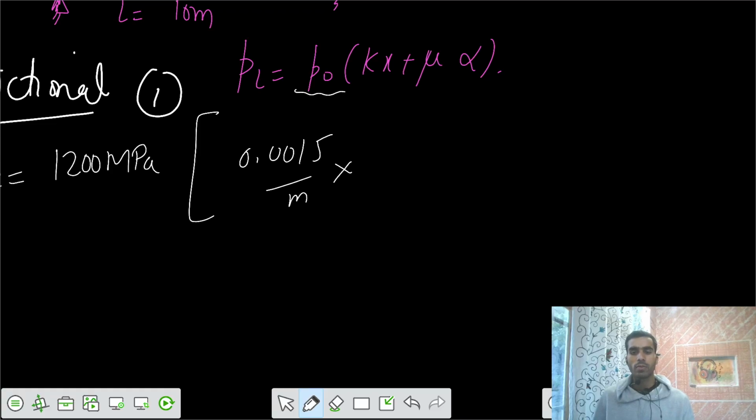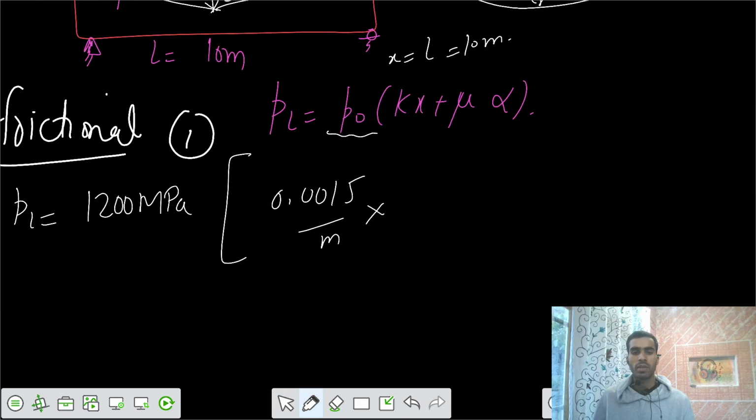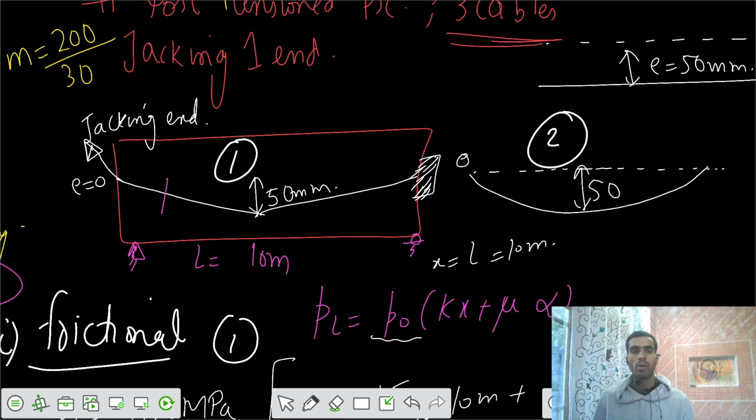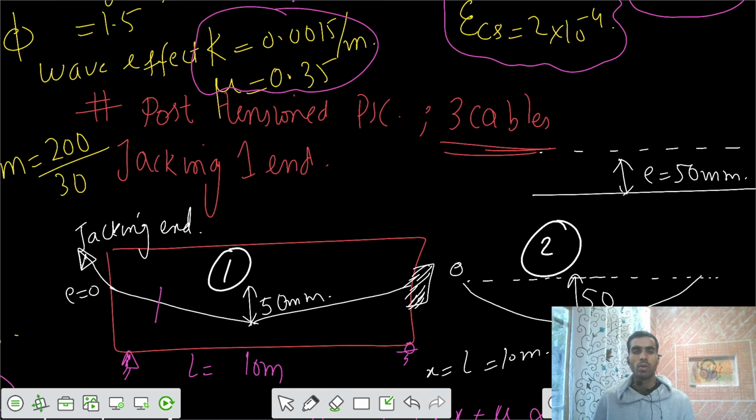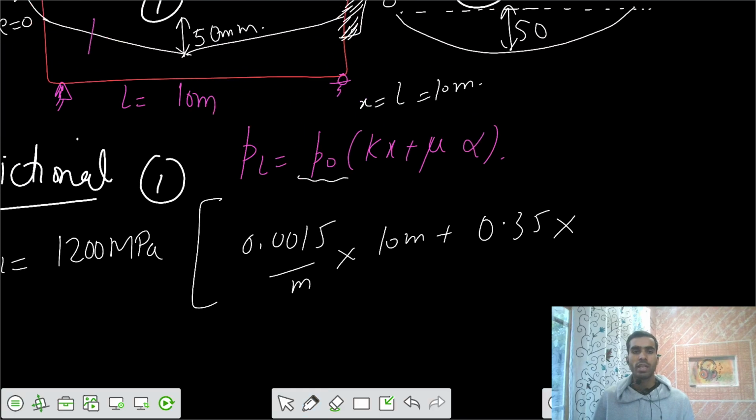What is the value of x when only one end is jacked? At that time, the value of x is equal to the length L, which is 10 meters for this case. So 10 meters plus mu value. What is the mu value we have? That is the coefficient of friction, 0.35, into the value of alpha. Can you tell me what is the alpha we have?